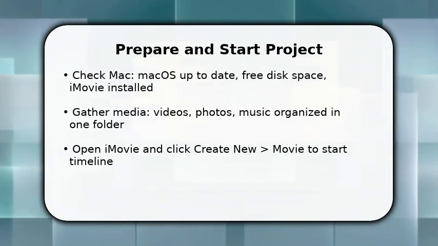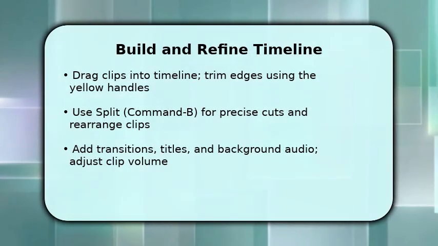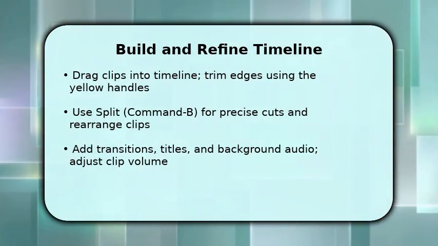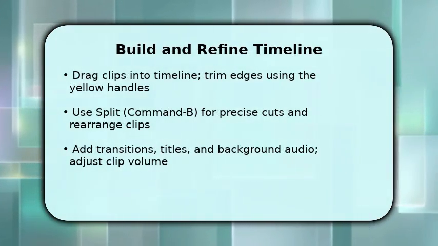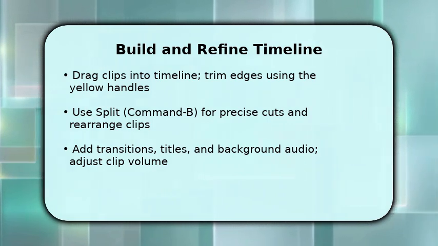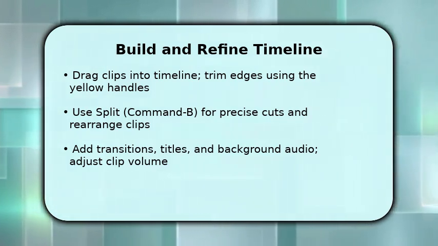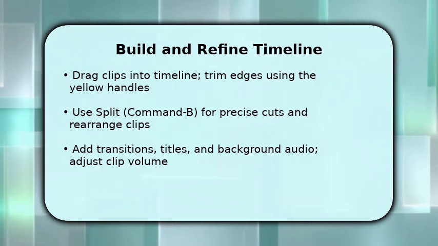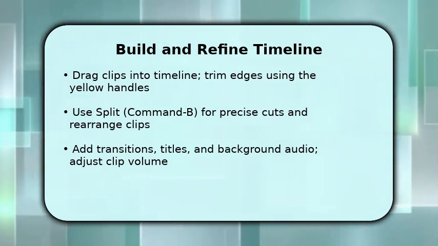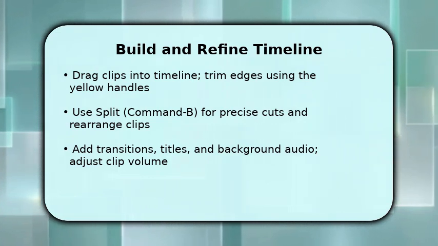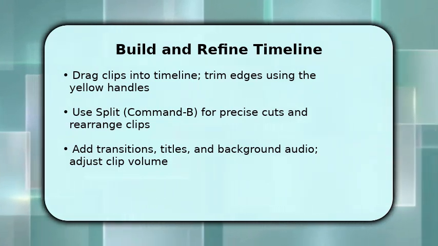Now you assemble and refine. Drag clips into the timeline and trim by dragging the yellow handles to remove dead space. Once done, use Split with Command B to create precise cuts, then rearrange segments by dragging them left or right. That controls pacing. Apply smooth transitions from the Transitions browser and add titles from Titles. Make sure to adjust text duration.